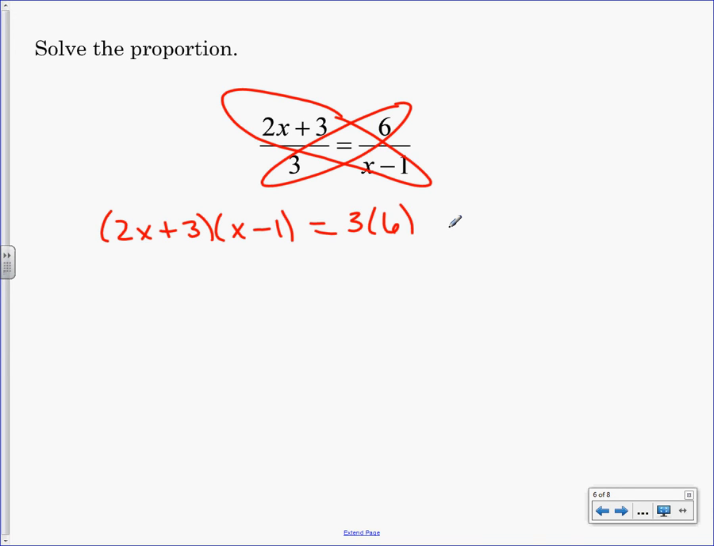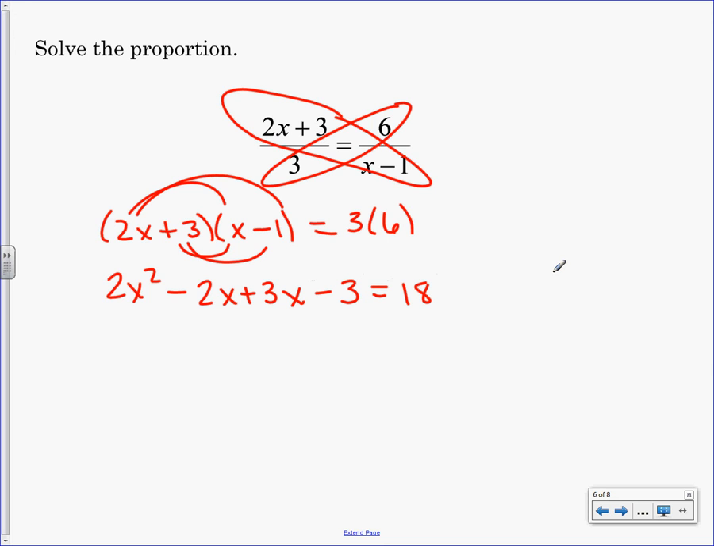What's that called? FOIL. Very good. First, outer, inner, last, right? So what's my first times first? What's 2x times x? 2x squared. Excellent. Outers. What's 2x times negative 1? Negative 2x. Inners. That's 3 times x is 3x. Last, 3 times negative 1, negative 3 equals 18. First, outer, inner, last. Is that okay?